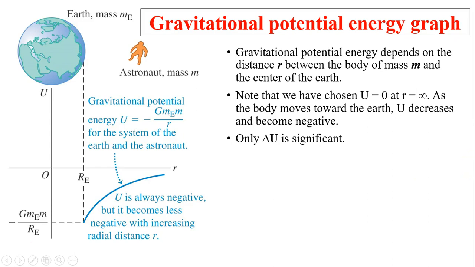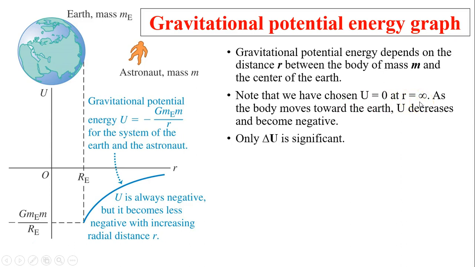Let's take a look at this graph, the gravitational potential energy graph. Gravitational potential energy U equals negative G m_E m over R. So the graph looks like this. It's negative, it's always below the R axis. As R approaches infinity, U approaches 0. So U is always negative, but it becomes less negative with increasing radial distance R. Gravitational potential energy depends on the distance r between the body of mass and the center of the Earth. Note that we have chosen U equals 0 at r equals infinity.